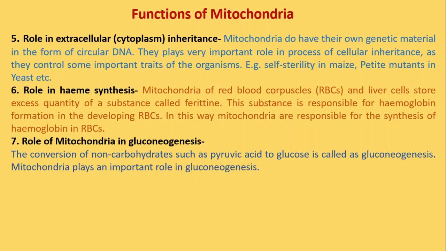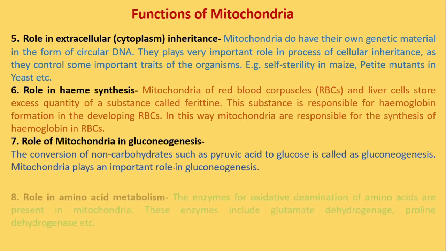Now, the next is the role of mitochondria in gluconeogenesis. Gluconeogenesis is the process of formation of carbohydrates, the conversion of non-carbohydrates such as pyruvic acid into glucose, that is, the conversion of non-carbohydrates into carbohydrates. It is known as gluconeogenesis. Mitochondria play a very important role in this process.